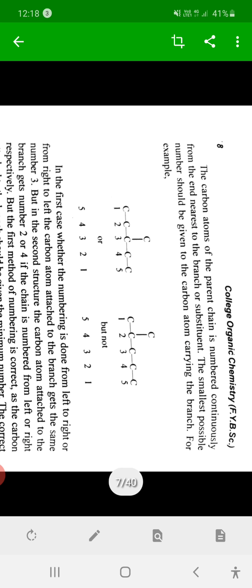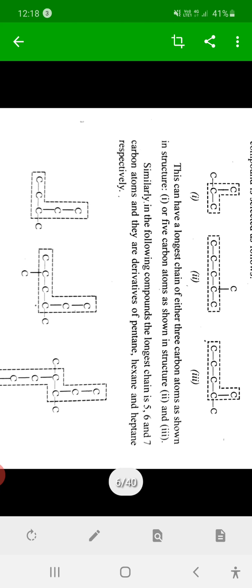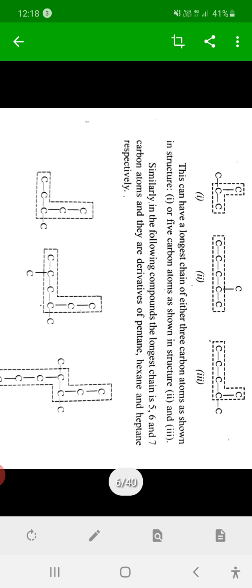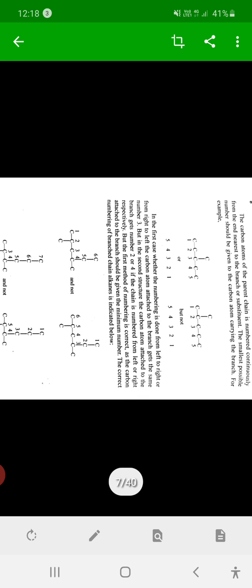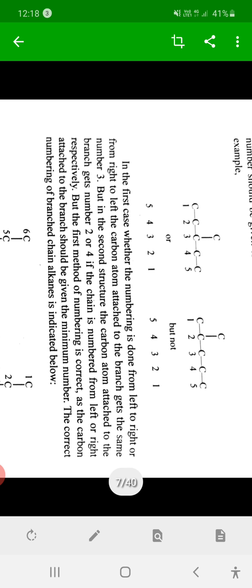For selection of the chain, you first only observe that the chain is continuous and longest. Maximum length must be there. Then after selection of the continuous chain, the second rule is numbering. What is the condition for numbering? Numbering starts from that end which gives the lowest number, lowest digit, to the carbon which possesses the substituent.